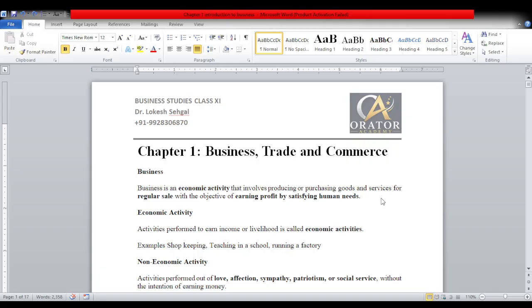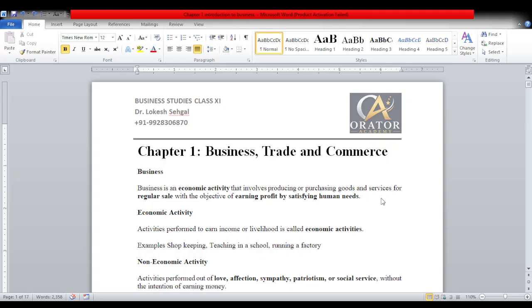Economic activity is not only a single option or single part of a business. It involves various other parts like production, distribution of goods and services, and exchange of goods and services. All these are part of economic activities. So activities performed to earn income and livelihood are called economic activities. For example, shopkeeping, teaching in a school, and running a factory.